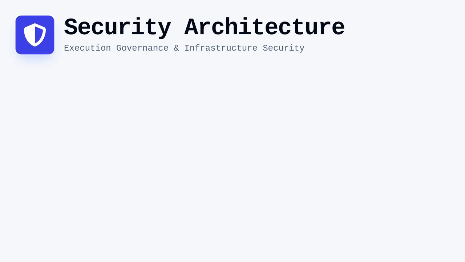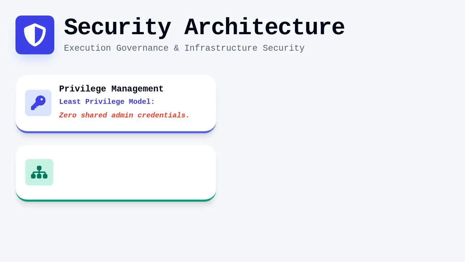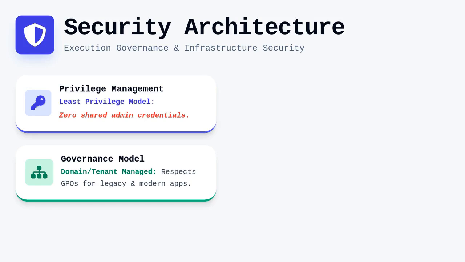Security remains the backbone of both paradigms, though the implementation details shift based on the required privilege level of the unattended agent. For unattended runs, the service account must possess the minimum necessary permissions to perform the task, and we avoid the use of shared administrative credentials at all costs. We categorize our execution permissions by ensuring the machine is part of a domain or tenant-managed structure that respects existing group policies while allowing for the necessary interaction with legacy and modern applications.